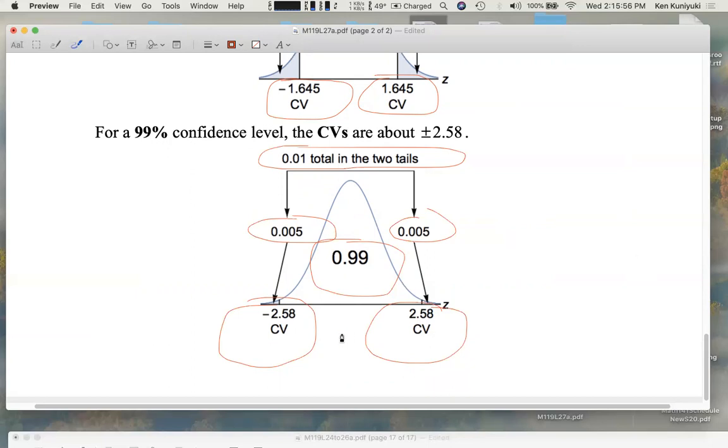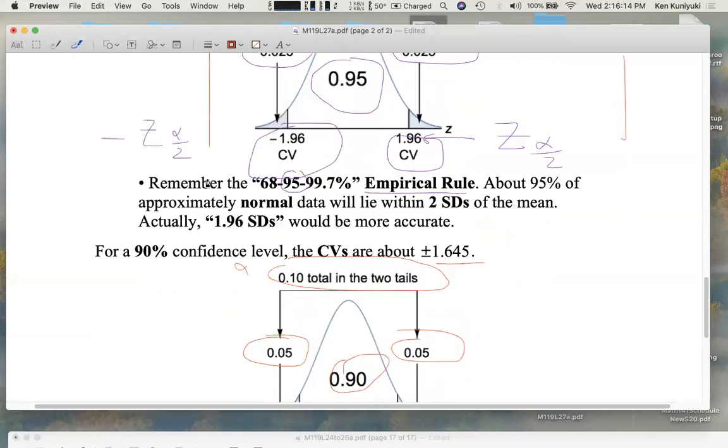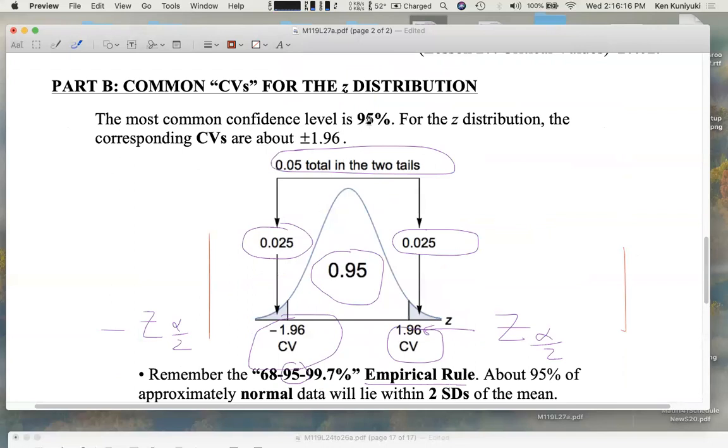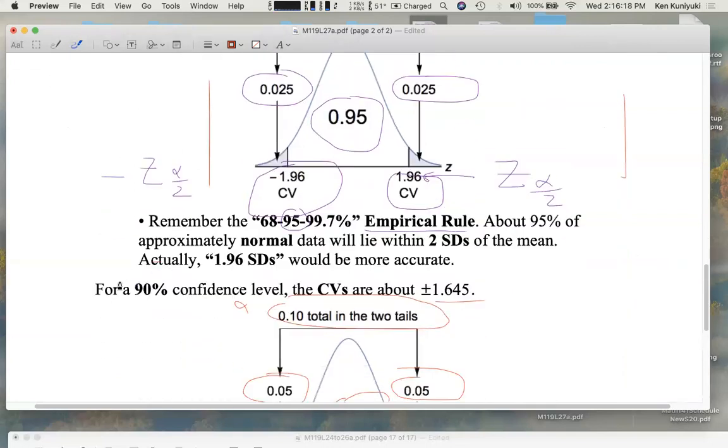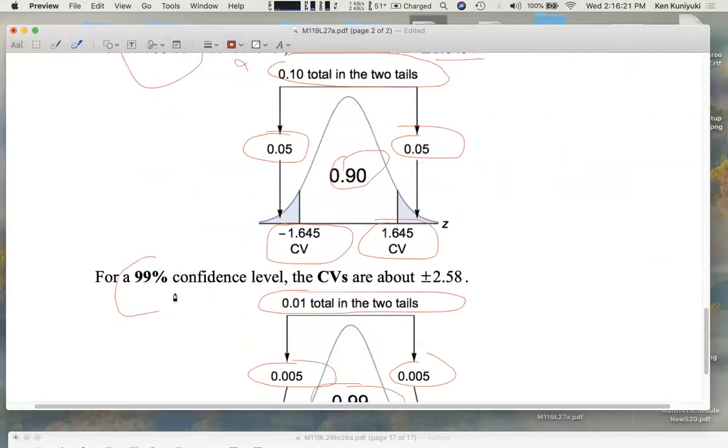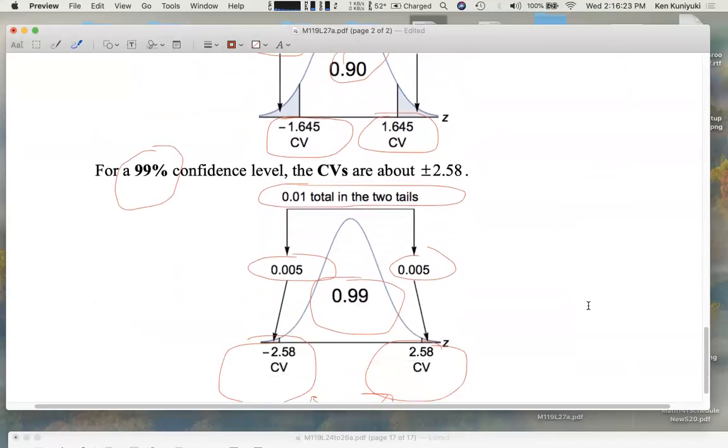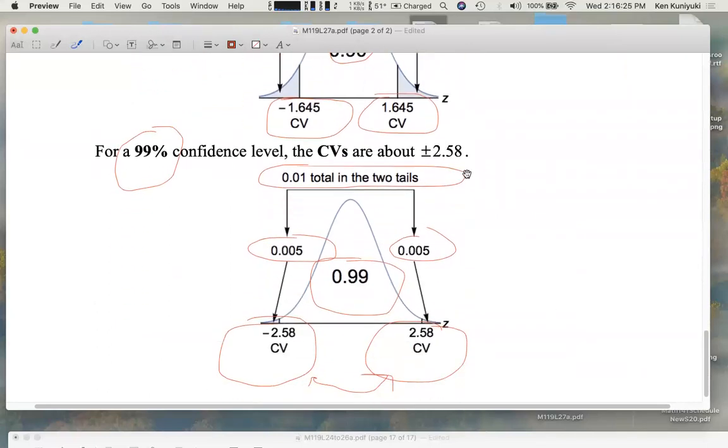Now, stat students are not required to memorize these critical values, but as you do your homework, you tend to see these values a lot. Because if I give you a confidence level, and if you know you're dealing with a z-distribution, then there are 2 particular critical values you're going to deal with. And for the common confidence levels, like 95%, 90%, and 99%, which are the 3 most common confidence levels, many experienced stat students actually remember these critical values for a z-distribution.